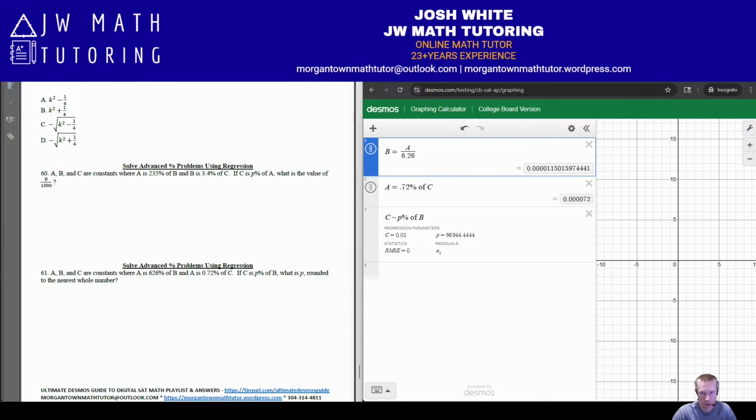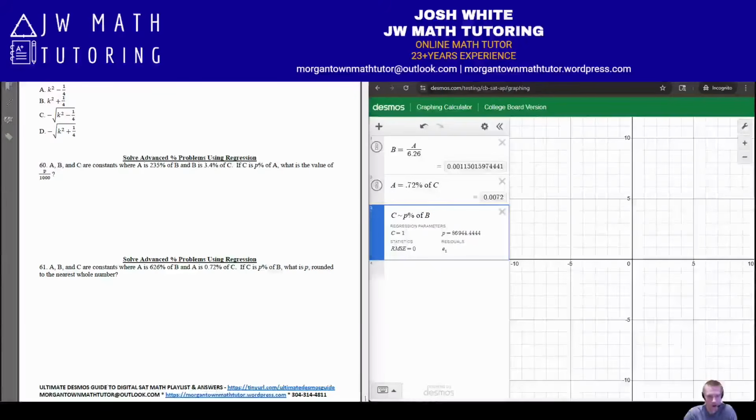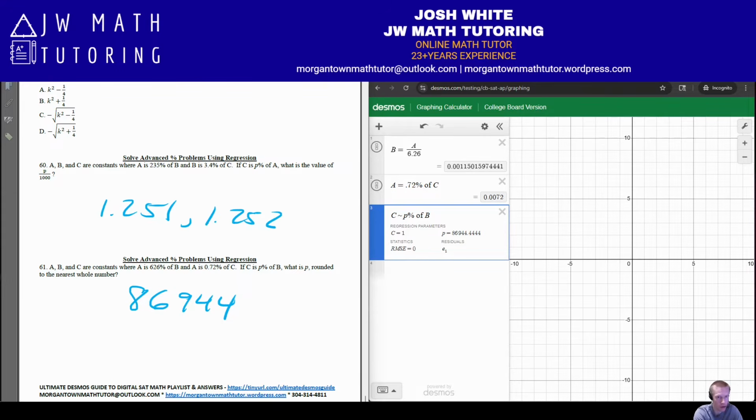Now notice when I type everything in correctly, it gives me the correct answer down here in the regression statement. Since we want to round to the nearest whole number, because that's what the instructions in the problem say, we would just put 86944, and that would be our correct answer. Also, for 60, since I didn't write it down at the time, a reminder: either 1.251 or 1.252 would be accepted, and for 59 it was letter D.